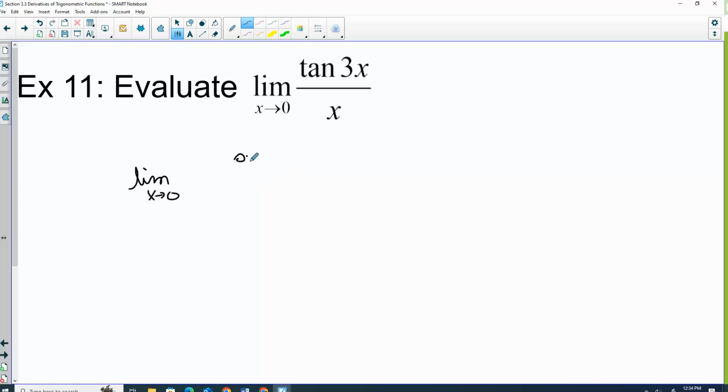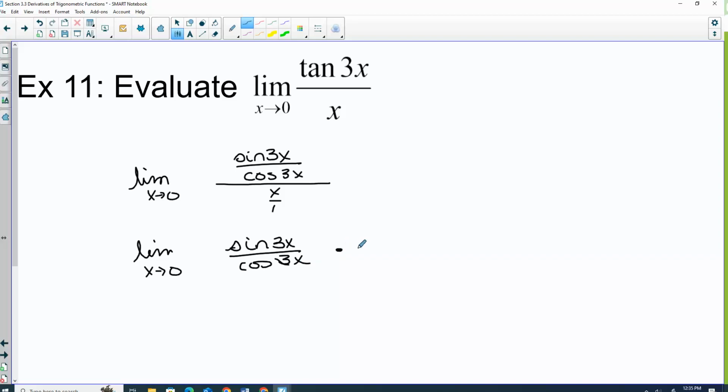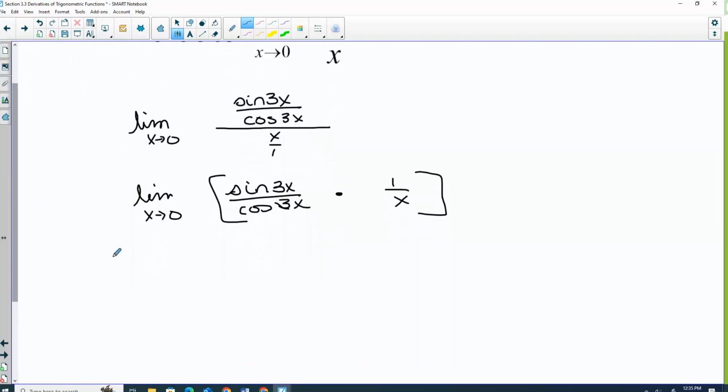But you commented that tangent is sine over cosine. And this is all over x, or you could say x over 1, right? I may be showing a few more steps than I need here, but I want you to understand what's happening. If you're dividing fractions, we multiply by the reciprocal, so 1 over x. So far I have not added anything into my problem, I've just rewritten it.